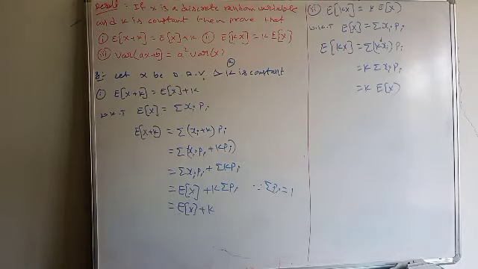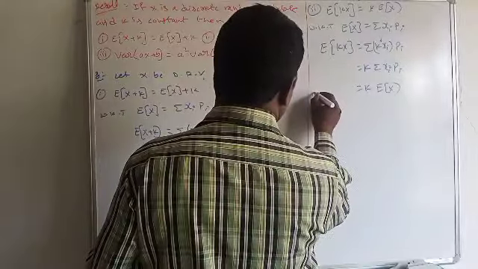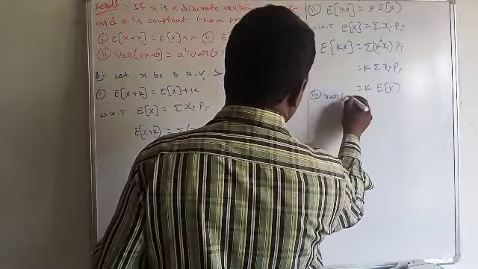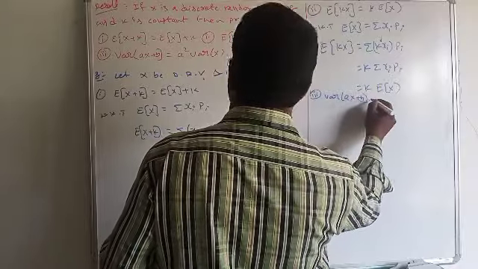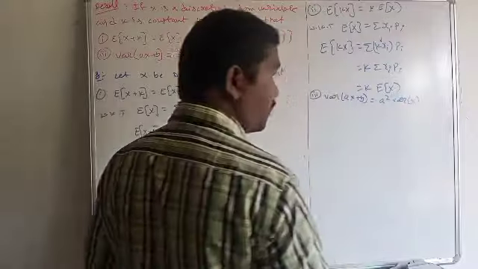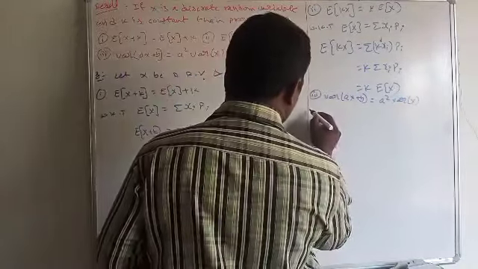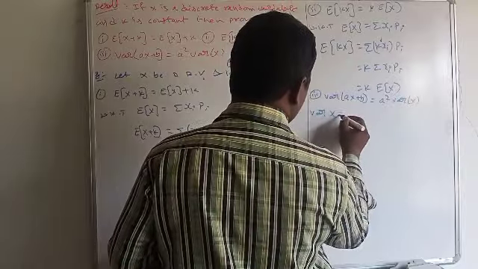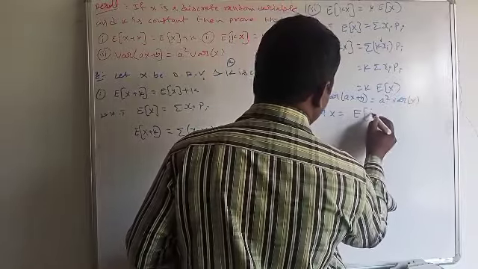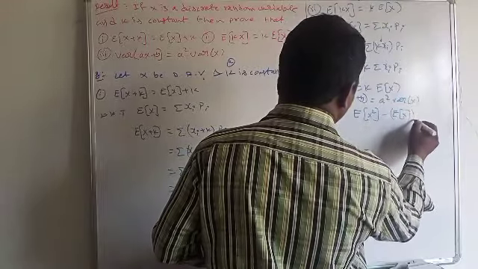And the third one, what is the third one? Variance of ax plus b. Variance of ax plus b is equal to a square into variance of x. This is also one of the most important results, so many times asked in old question papers. Here we know that variance of x is equal to expectation of x square minus expectation of x whole square.